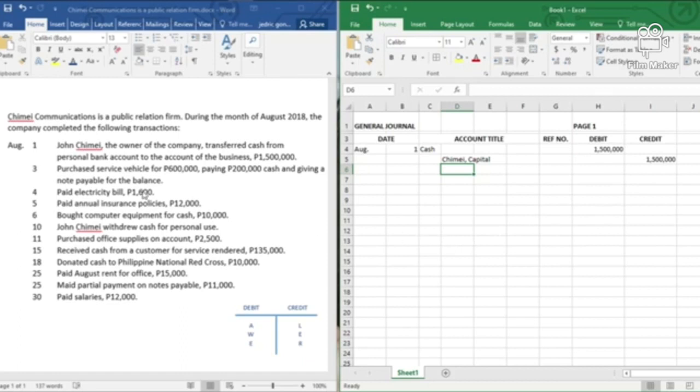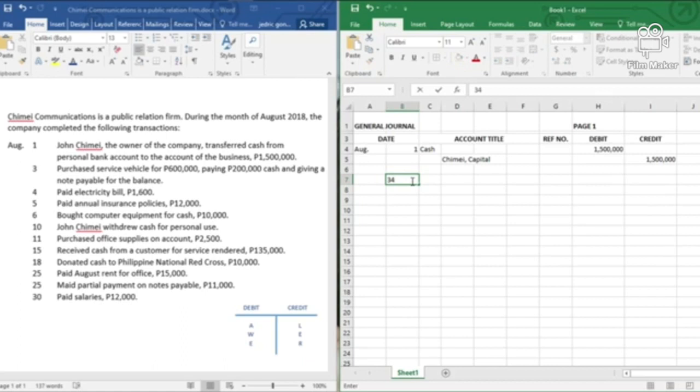Let's have the other one. Si August 3. August 3, purchase service vehicle for 600,000, paying 200,000 cash and giving note payable for the balance. So, what happened here was, bumili ng service vehicle ang company. Nagbayad sila ng cash na 200,000, yung remaining, so 600 minus 200, which is 400, ginawa nilang under note payable. So, let's record that one.